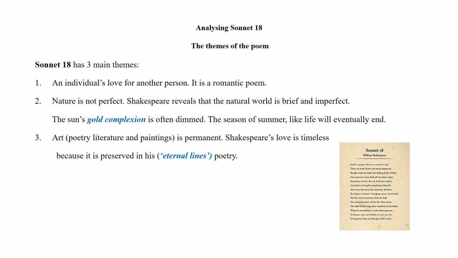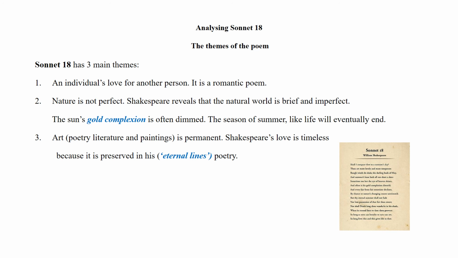Analyzing Sonnet 18. The themes of the poem. Sonnet 18 has three main themes. Number 1. An individual's love for another person. It is a romantic poem. Number 2. Nature is not perfect.